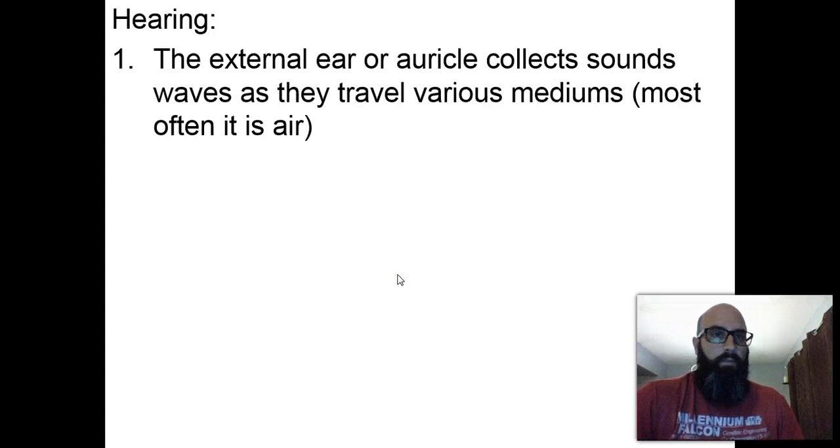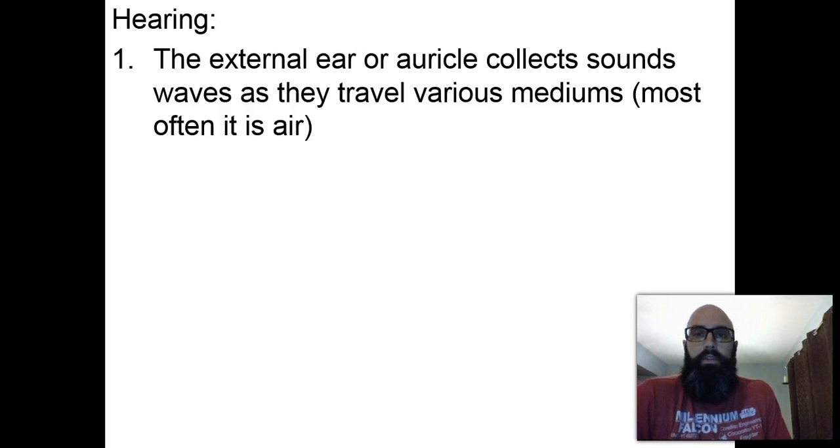So hearing is actually relatively simple, and your hearing is kind of divided based on the structures and what goes on in each of those structures. So it's divided into the external ear, the middle ear, and the inner ear. The external ear basically consists of your auricle, which is just what you would consider the cartilage portion of your ear right here.